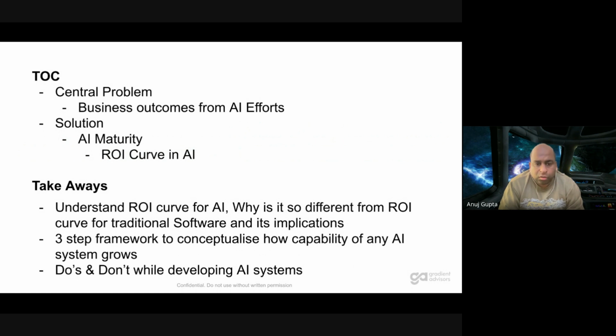You will have a three-step framework to conceptualize how you should apply it on a day-to-day basis when you're developing AI systems, like I said, when you're part of product teams. And there will be a lot of do's and don'ts across the entire talk that will help you stay on course of developing AI systems in the right way. Does that sound good?